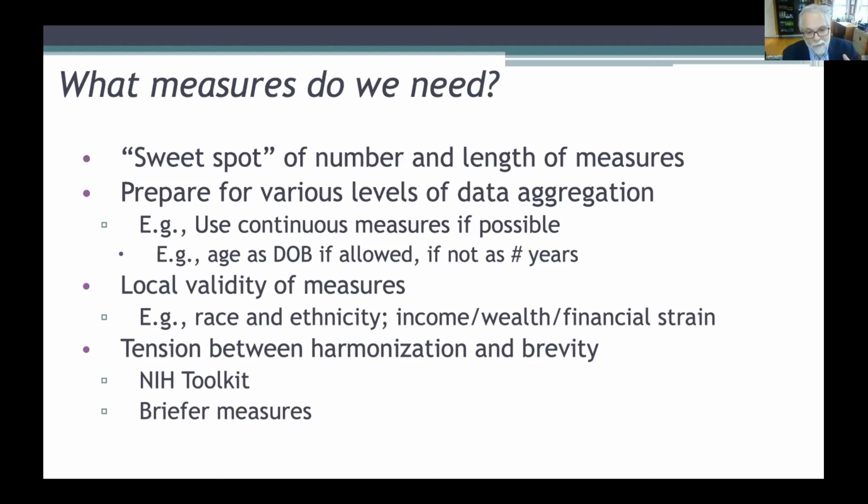So if you're going to do research in China, it doesn't make sense to just gather race and ethnicity as Chinese or Asian, because most everybody in your sample would fit that category.